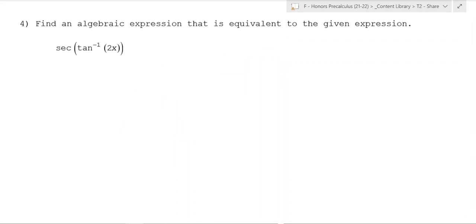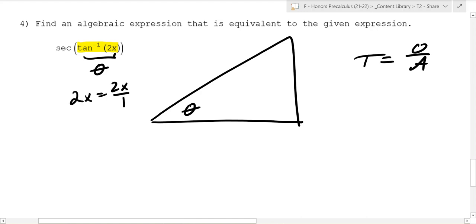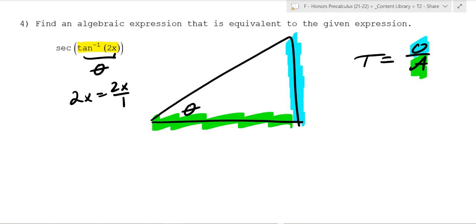So now we get to find algebraic expressions that are equivalent to the given expression. And we're going to start at the inside here, and we're going to do the thing we've done before, which is build a triangle where this is the case. That's the theta, and this is the theta. Tangent, as you might remember, TOA, is opposite over adjacent. So 2x, the tangent of what angle is 2x. So that means that 2x can be written as 2x over 1. The opposite side is right here. And then the adjacent side is right there. So the opposite side is going to be 2x, and here is going to be 1.